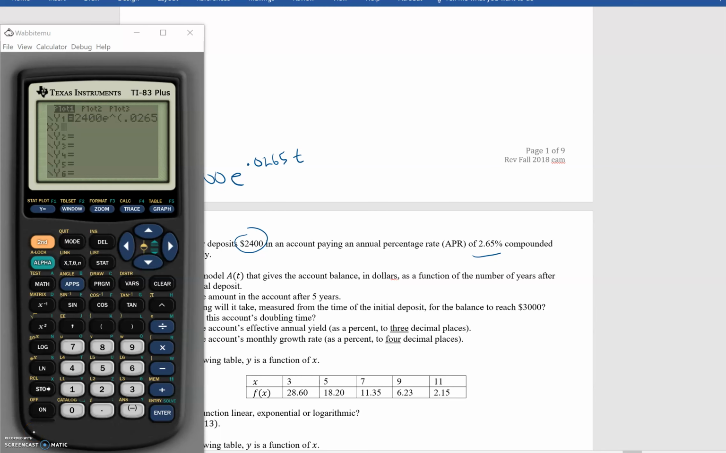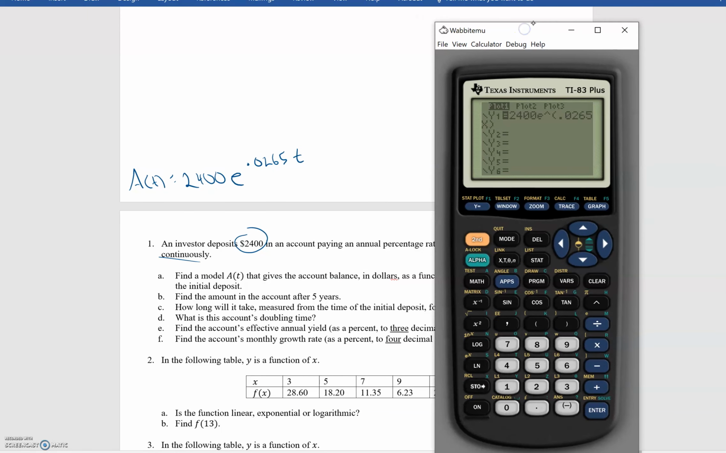So off camera, I went ahead and entered the function in for y1, and now I'm going to look at part B, find the amount in the account after 5 years. That's a vars y vars question. So we want to evaluate the function at the input 5. And our answer would be $2,740.03.